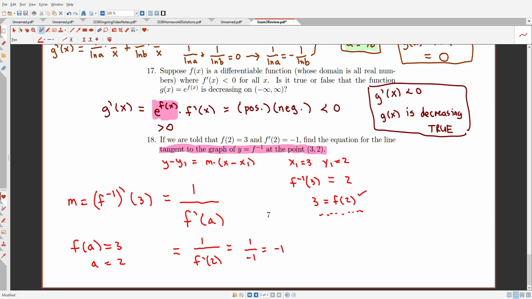So now I found m. I have y1, I have x1. So I can write my tangent line as y minus 2 equals negative 1 times x minus 3. That's a perfectly good way to write your tangent line. You can also write it like this. Both of these are excellent ways.